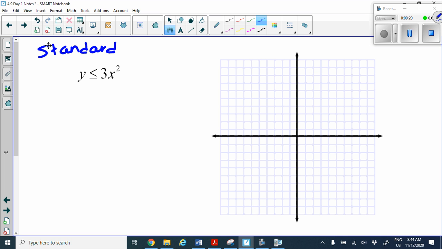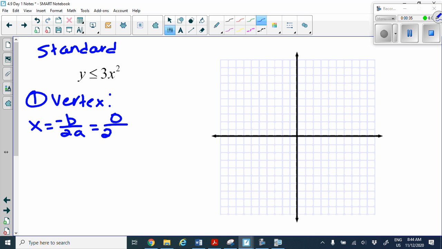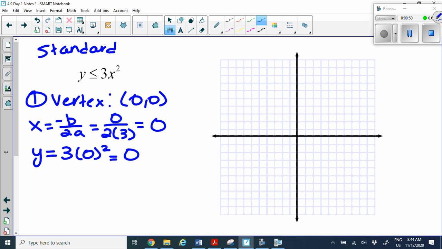So in order to graph this inequality in standard form, the very first thing is we got to figure out the vertex. And we do x equals opposite of b over 2a. Now notice we only have 3x squared, so that means our b value is going to be 0, and then our a here is 3. Now anything 0 divided by something is just going to give us 0. Now we're going to plug that back in, so we have 3 times 0 squared, and of course this just gives us 0. So we have 0, 0 as our vertex.